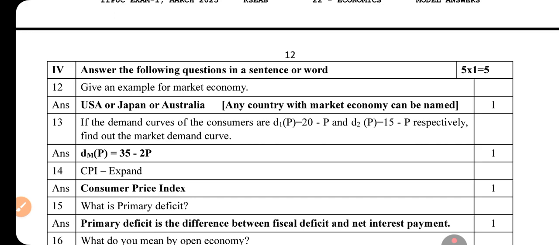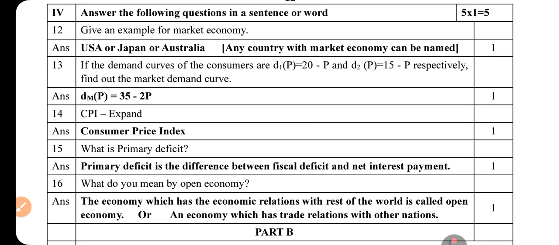Then 14th question, CPI, Consumer Price Index. What is primary deficit? Primary deficit is the difference between fiscal deficit and net interest payments. If you know, the fiscal deficit means government expenditure is greater than government revenue, then it becomes a fiscal deficit. What is the difference between the fiscal deficit and interest payments?